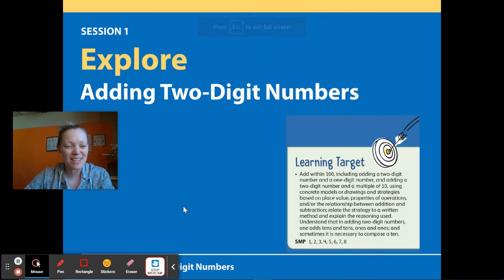Hi, boys and girls. We are starting a new lesson today, but it's going to build on what you already know. We learned about how to add tens to a two-digit number. We learned about how to add ones to a two-digit number. Now we're going to add two two-digit numbers, which just means both numbers will have ones and tens.